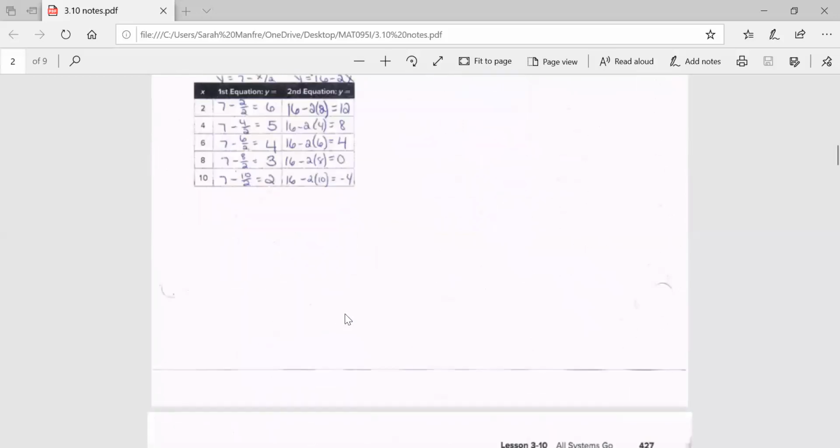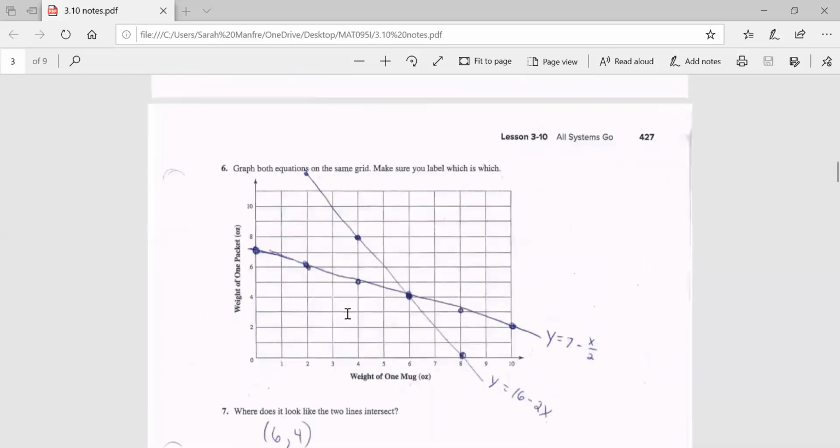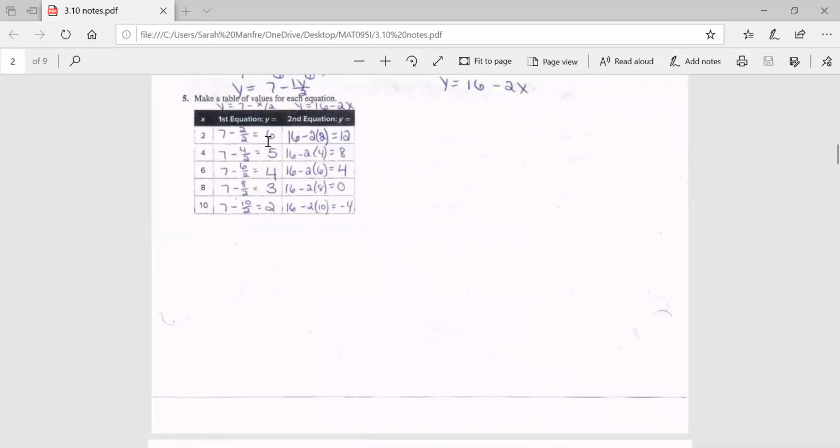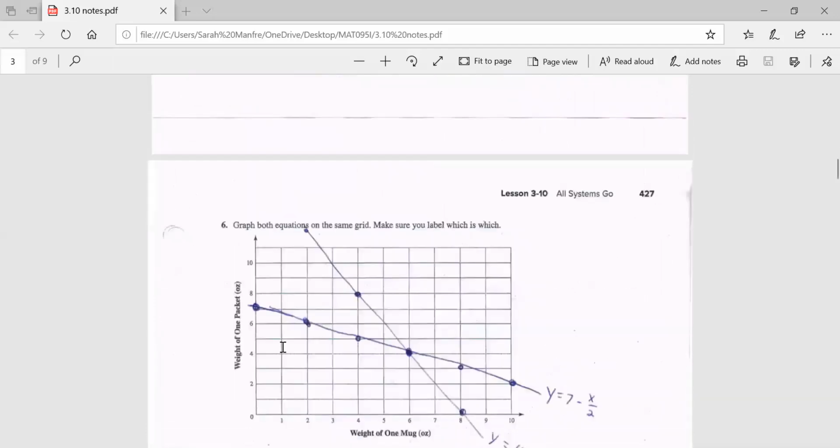All right, so now question 6 says graph both equations on the same grid and make sure you label which is which. So if you notice, this is my first equation, y equals 7 minus x over 2. And there's a couple ways I could do it. I can use my table, so the points that we just spoke about here. So I have the points (2, 6), (4, 5), (6, 4), and I plotted those, right? Here's (0, 7), (2, 6), (4, 5), (6, 4), (8, 3), (10, 2), okay?